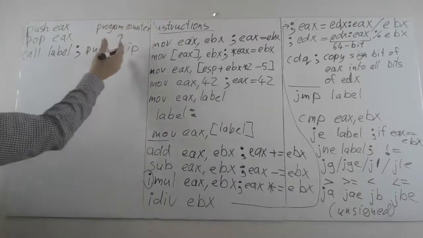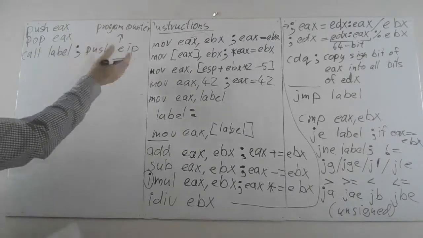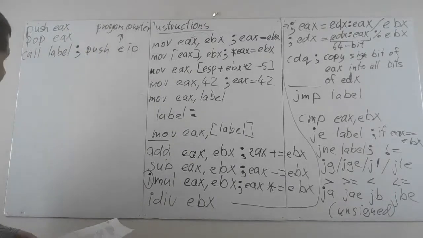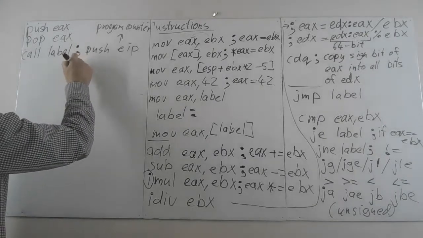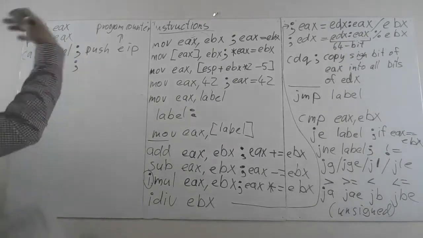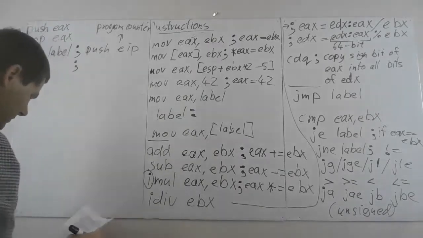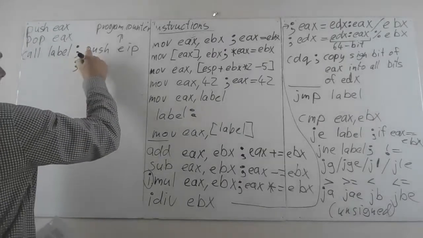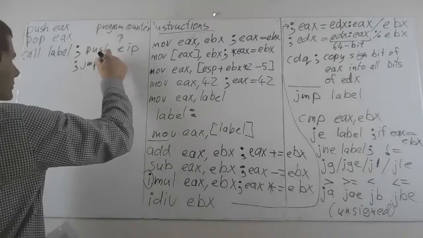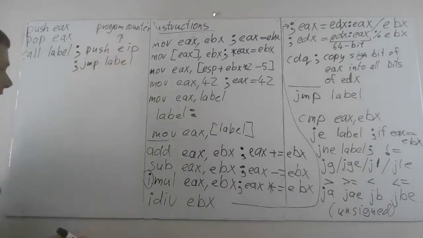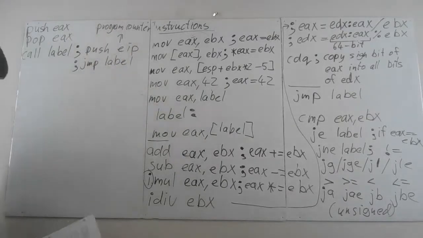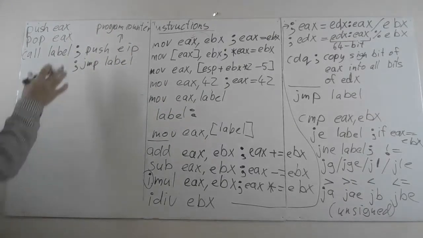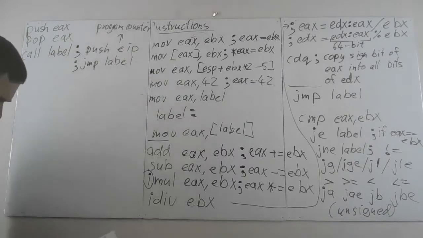Okay, so it's a register, but it's not a register that you would normally access. So it pushes the value of the program counter onto the stack, and it does a jump to the label. So it already includes a jump to the label. So it loads the address into the program counter. Okay, so you would use this to call a procedure, right?